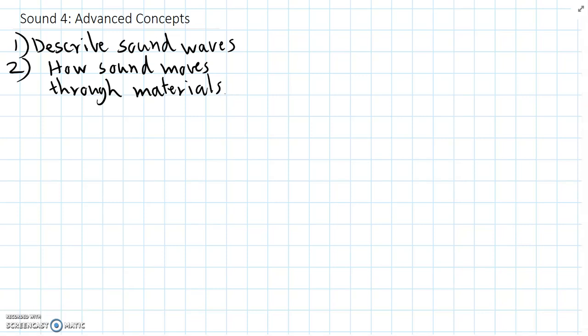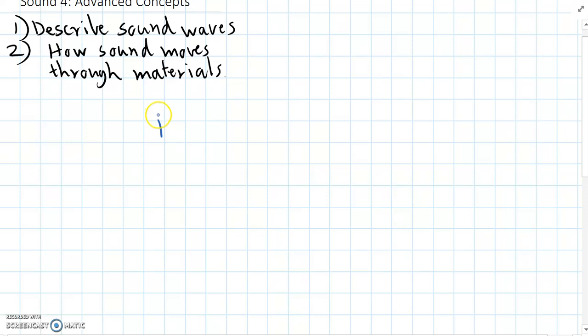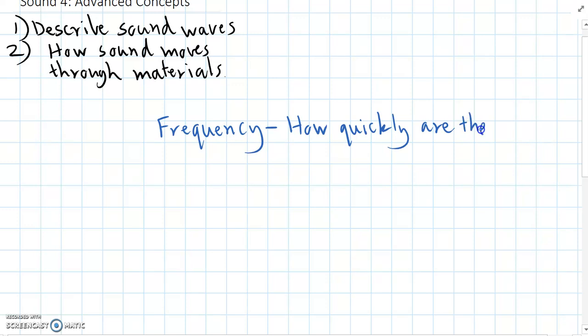When we're describing sound waves, one term that we need to be able to use is frequency. Which means how quickly are the vibrations happening in the object that's making the sound.